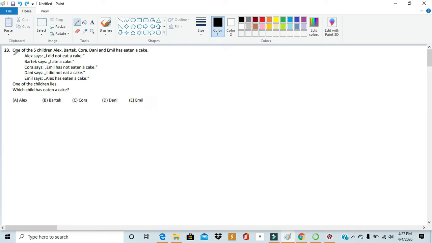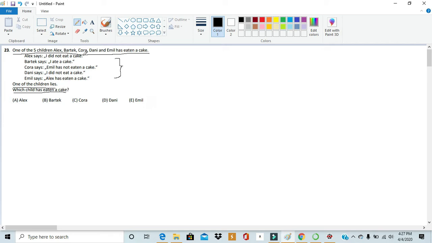To start, one of the 5 children, Alex, Bartek, Cora, Danny, and Emil, has eaten the cake. Alex says, I did not eat a cake. Bartek says, I ate a cake. Cora says, Emil has not eaten a cake. Danny says, I did not eat a cake. Emil says, Alex has eaten the cake. One of the children lies. Which child has eaten the cake?